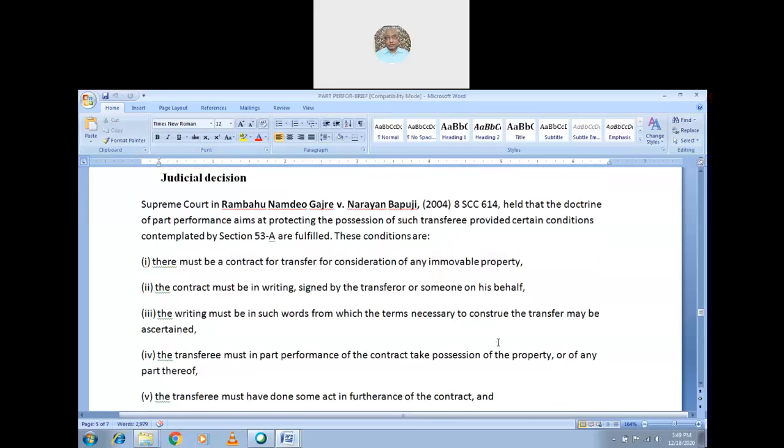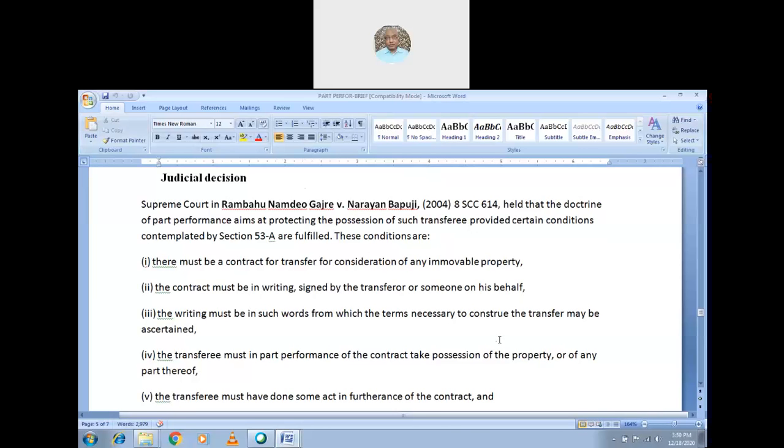These conditions are, అదే ప్రైమరీ కండిషన్స్ ఏమున్నాయి? దెర్ మస్ట్ బి ఏ కాంట్రాక్ట్ ఫర్ ట్రాన్స్ఫర్ ఫర్ కన్సిడరేషన్ ఆఫ్ ఎనీ ఇమూవబుల్ ప్రాపర్టీ. అంటే కాంట్రాక్ట్ ఉండాలా, ట్రాన్స్ఫర్ ఉండాలా, ఇమూవబుల్ ప్రాపర్టీ ఉండాలా. ఓకే. సెకండ్, ద కాంట్రాక్ట్ మస్ట్ బి ఇన్ రైటింగ్, సైన్ బై ద ట్రాన్స్ఫరర్, సంతకం ఉండాలా, అండ్ సమ్ వన్ ఆన్ హిస్ బిహాఫ్ ఆర్ ఎనీ అదర్ పర్సన్ హూ ఈజ్ ఏబుల్ టు ట్రాన్స్ఫర్. లైక్ జీపీఏ ఉన్నదనుకోండి, ఈవెన్ దట్ పర్సన్ కెన్ ఆల్సో ట్రాన్స్ఫర్ బికాస్ హీ ఈజ్ హ్యావింగ్ ద జీపీఏ.